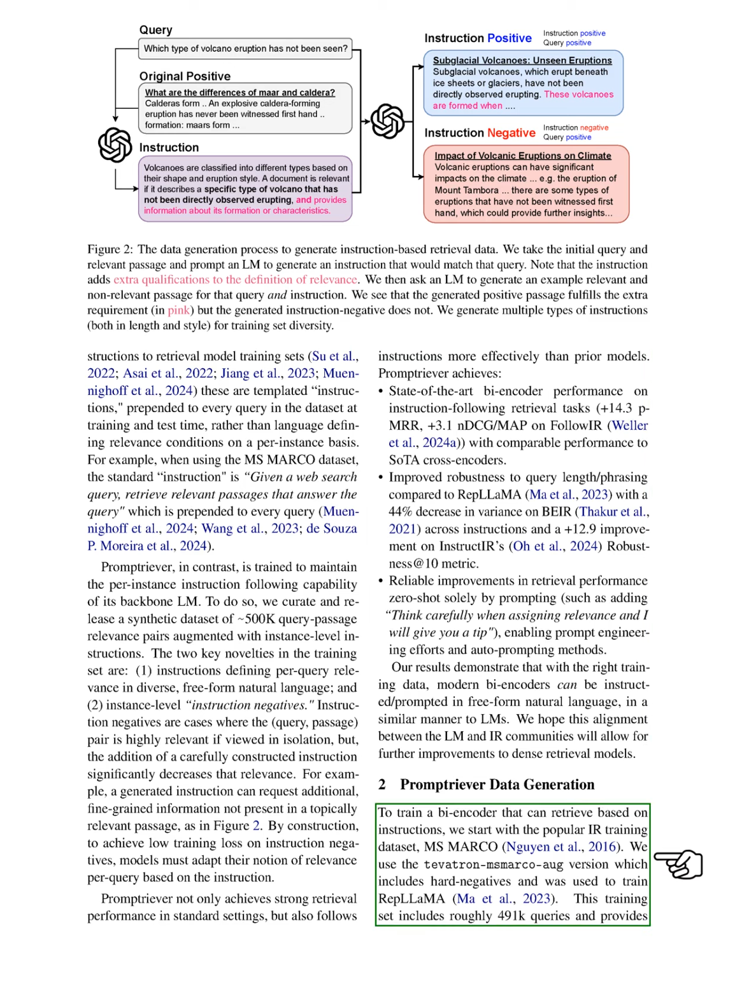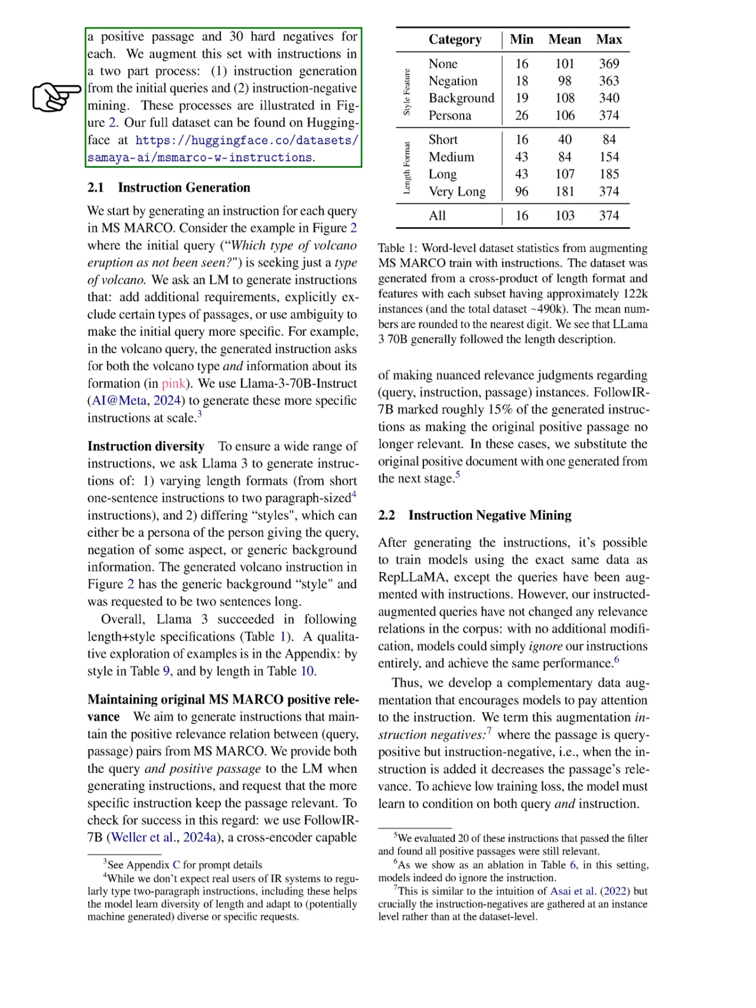For data generation, we start with the MS Marco dataset, specifically the Tevatron August version, which includes hard negatives. This dataset contains around 491,000 queries, each with a positive passage and 30 hard negatives. We enhance this dataset by generating instructions and mining instruction negatives.